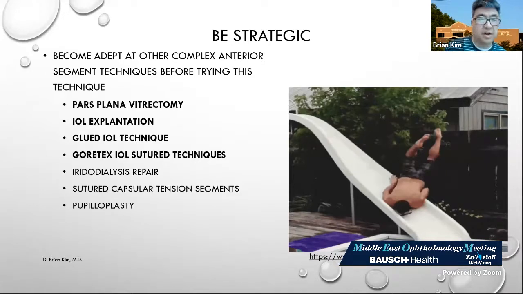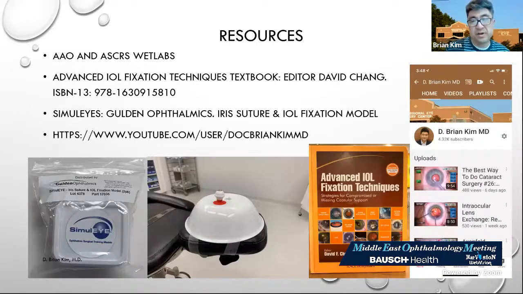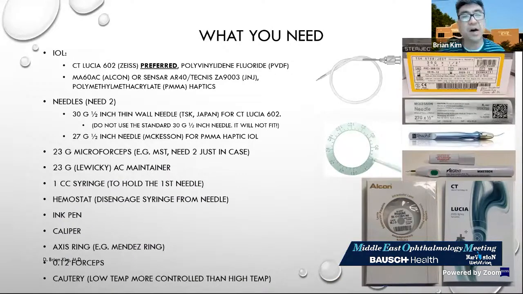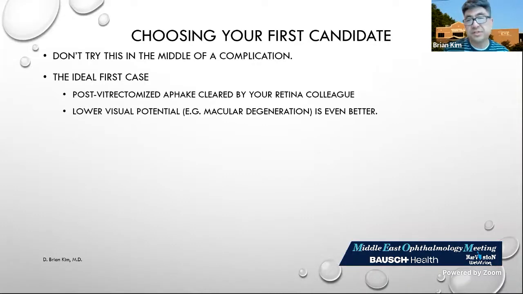So I will skip this part. I think the basic point is you have to learn other advanced techniques before you try this Yamane technique. There are various resources you can get online or by going to various wet labs. What you need, if possible, is a C2 Lucia lens because it has strong haptics. If not, the Sensar, the MA60 you can use, but you'd have to use a 27 gauge half-inch needle for those. You need these various instruments to improve your chances for success. And try not to do this in the middle of a complication. That's the worst situation to do it.